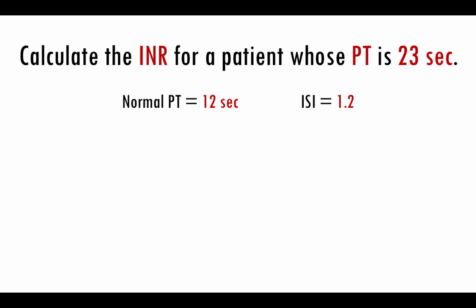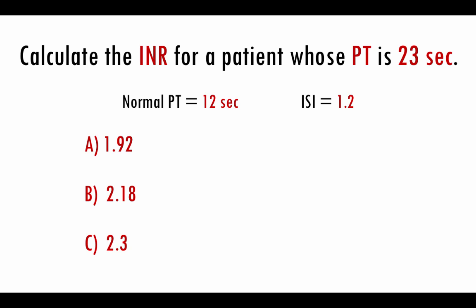I want you to take a second to calculate the INR for a patient whose PT ends up being 23 seconds when it's done in the lab. The normal PT or the reference plasma was about 12 seconds and the ISI was 1.2. So pause here for a second, quick plug and chug and see what you get. Okay, coming back.